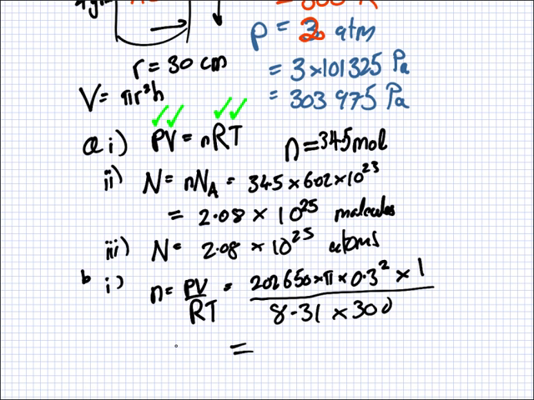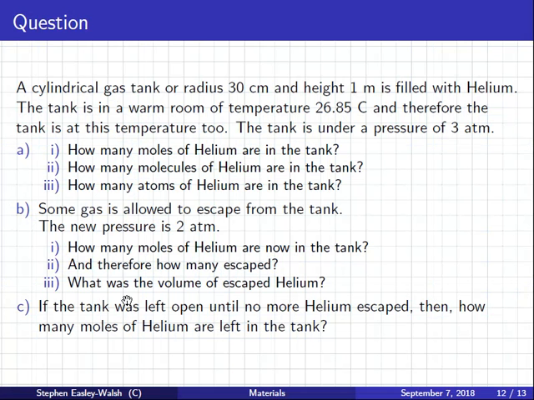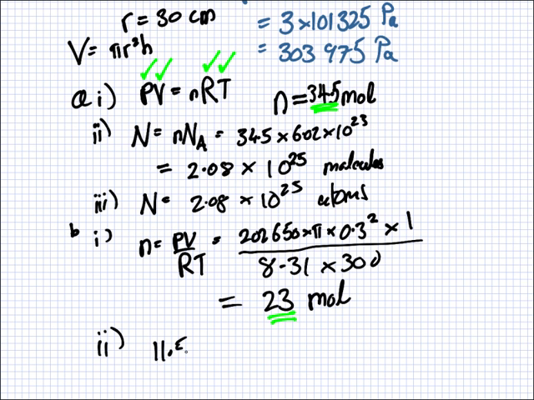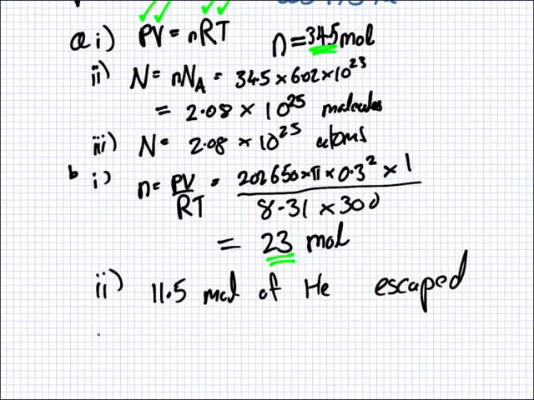So, 23 moles. Therefore, how many moles escaped? So if we have 23, but at the start we had 24.5, then 11.5 moles of helium escaped. I'm sure it's 23 moles. Let's see. Okay, 23 then. Is that okay? Yes.